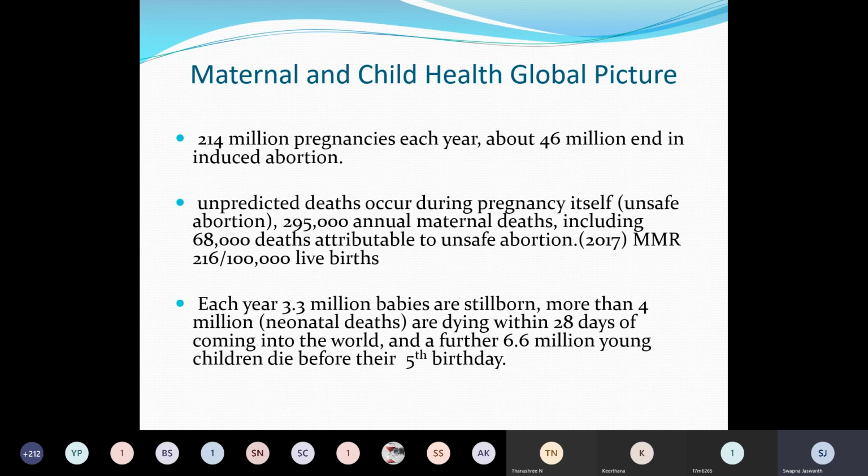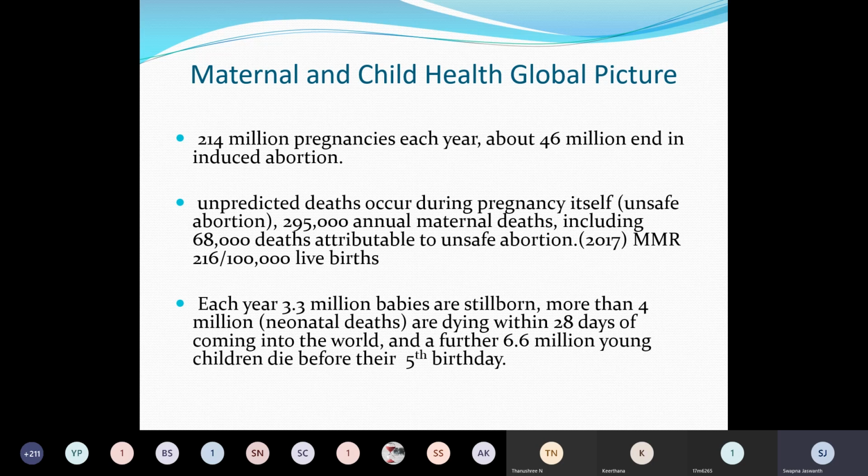And if you look at the statistics of babies being stillborn, that is the death of the baby after 28 weeks of gestation, just before birth, there are 3.3 million babies who are stillborn. More than 4 million babies are dying within 28 days. From birth to 28 days, they are called neonatal deaths, and that is accounting for 4 million.